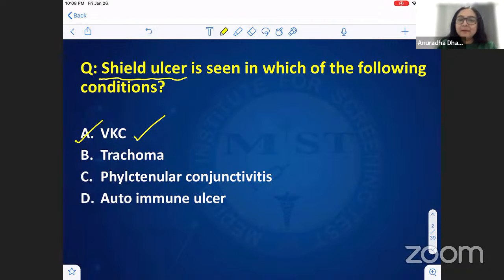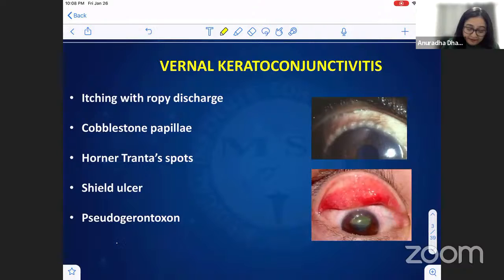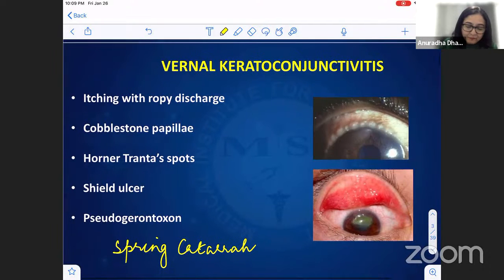The shield ulcer can be a complication of vernal keratoconjunctivitis. A quick refresher about vernal keratoconjunctivitis, which is also known by the name of spring catarrh, as you all know. Now, this is a type 1 hypersensitivity allergic conjunctivitis. The signs and symptoms are very, very typical of this condition. There will be a young child, mostly a male child, who presents with itching and ropey discharge, which is much more severe or aggravated during the summer season. You will see cobblestone papillae on the palpebral conjunctiva.